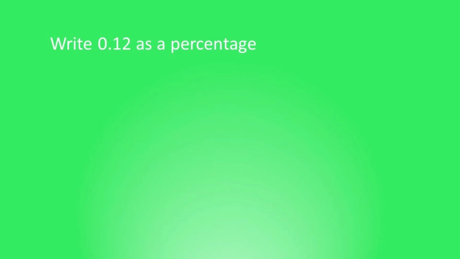Right, 0.12 as a percentage. To convert from a decimal to a percentage, all you've got to do is multiply by 100. So 0.12 times 100 is equal to 12. Therefore, 0.12 is 12%. That's it. Really straightforward.